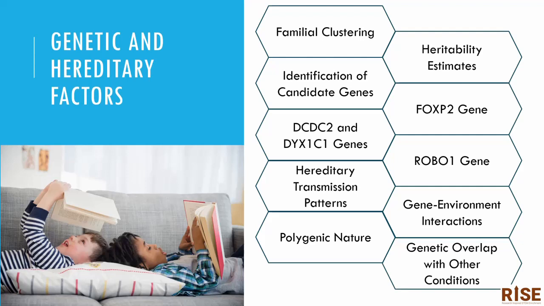10. Genetic overlap with other conditions. There is evidence of genetic overlap between dyslexia and other neurodevelopmental conditions, such as attention deficit/hyperactivity disorder, ADHD, and specific language impairment, SLI. Shared genetic factors may contribute to the co-occurrence of these conditions. Understanding the genetic and hereditary factors in dyslexia is essential for advancing our knowledge of its neurobiological basis. This knowledge can inform the development of targeted interventions and support strategies tailored to individuals with dyslexia based on their genetic profiles.